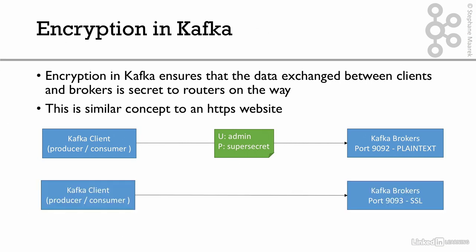With encryption, which is usually set up on port 9093 and is called SSL encryption, what's being sent to Kafka is encrypted data. The idea is that when the data is in flight, it's safe. Then the Kafka broker, upon receiving the data, will decrypt it and store it on disk. So encryption in Kafka is really important.